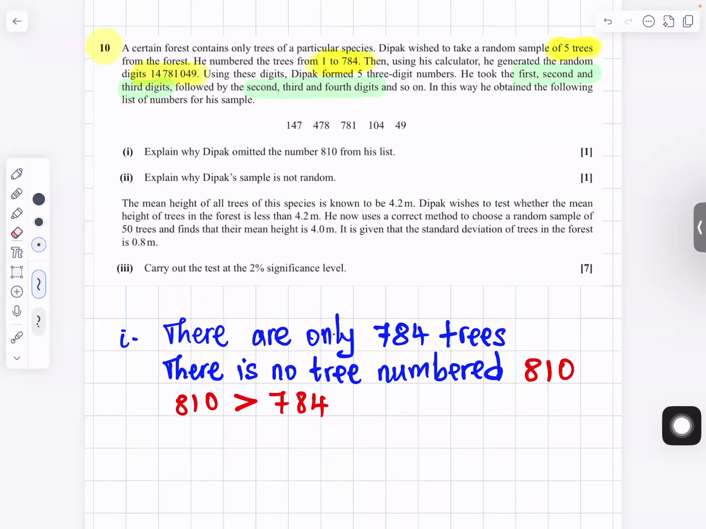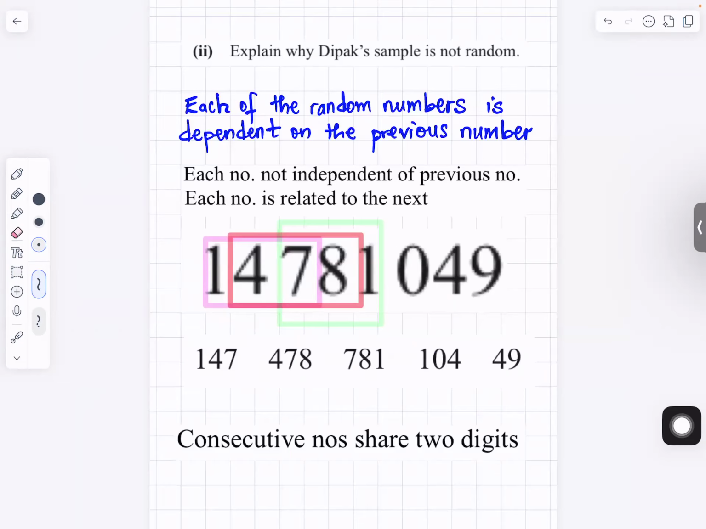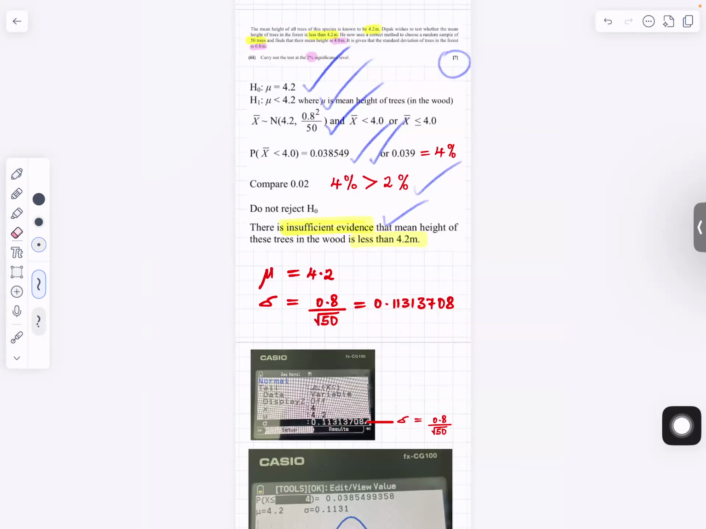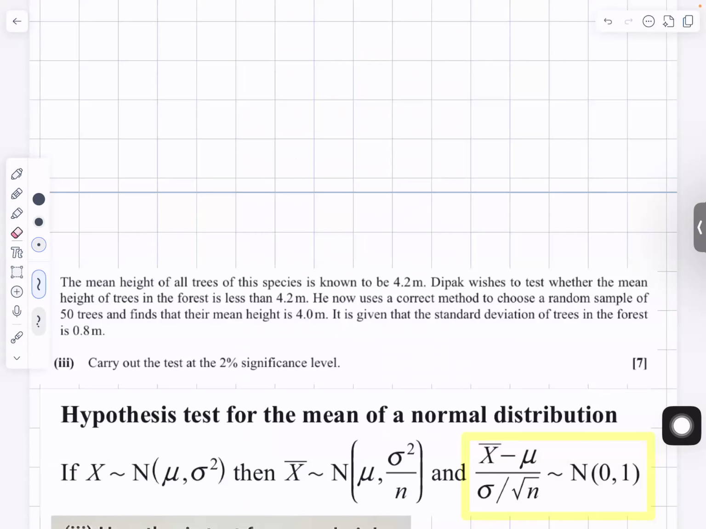So question 10 was for 9 marks altogether. So that's the part 1 for the first mark, that's the part 2 for the second mark, and part 3 for the third mark, for the 7 marks.